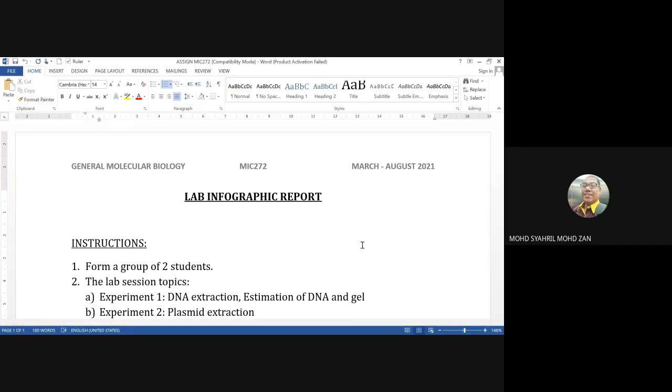Okay, for MIC272, it's a general molecular biology. So before we start our lab sessions, I would like to discuss with you the lab infographic reports. Okay, what you have to do for this one. It's very important for you all to know because this one will give you a certain portion of your course for MIC272, right?